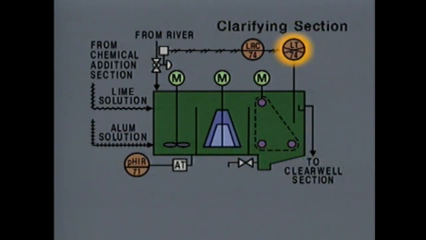A level transmitter senses level in the basin and sends a signal to a level recorder controller. The recorder controller sends a pneumatic signal to the positioner on a control valve. The valve controls the level in the sedimentation basin by regulating the flow of river water that enters the clarifying section at the flash mixer. From the sedimentation basin, the clarified water leaves the clarifying section and goes to the clear well section.